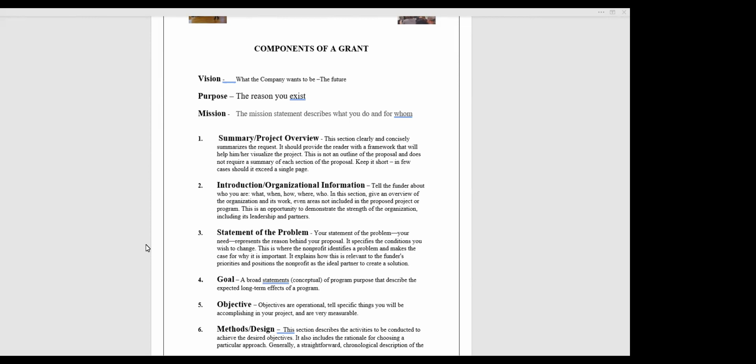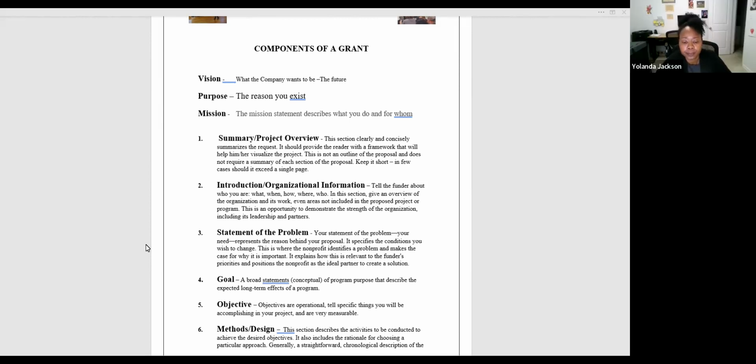For example, in the case of a mother that lost her child to gun violence, her goal will be to reduce or eliminate street violence among young people. That makes sense? Yes. Now, got the goal.